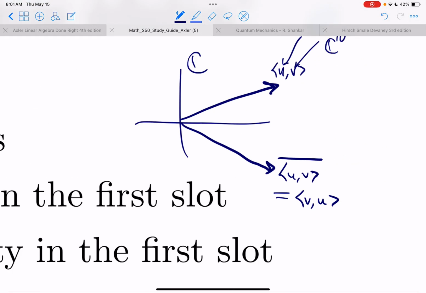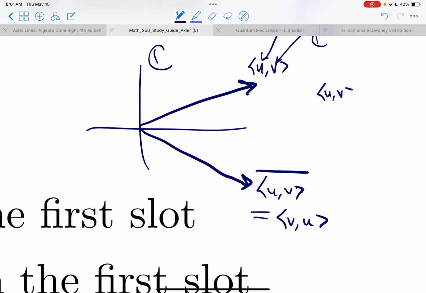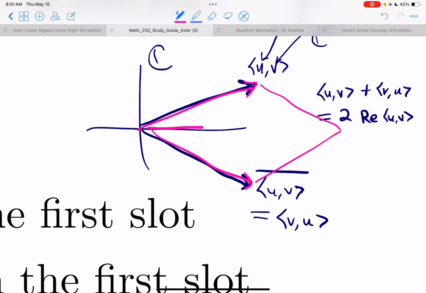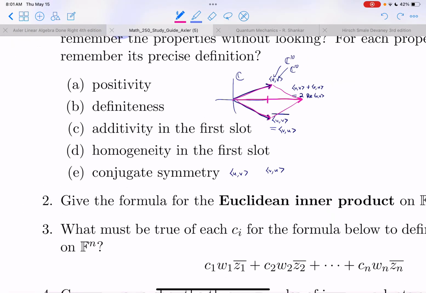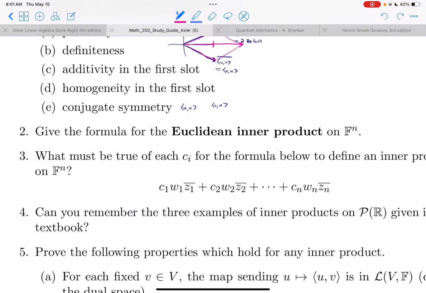So in particular, if we add u dot v plus v dot u, that's equal to twice the real part of u dot v, because of how complex numbers add. If we add a number plus its conjugate, that gives twice the real part. So that'll be important later. I forget what we're going to use that for. Maybe the triangle inequality.